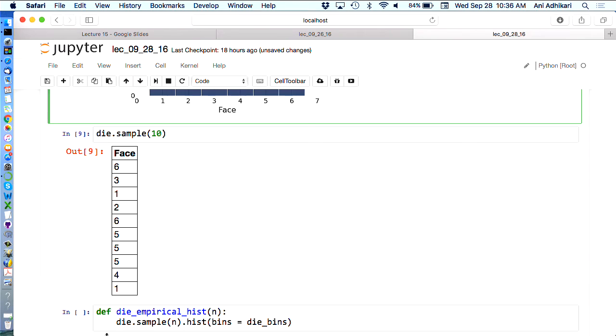Okay, so therefore, my function is called die, empirical histogram. This is because I'm going to use a die. This is the number of repetitions. So in this case, it was 10. So what it does is it samples, and then it draws, so it will get a table just like this. And then it draws a histogram of the table using the same bins that we have used before so that we can compare one histogram with another. All okay? All right, so there's your function.